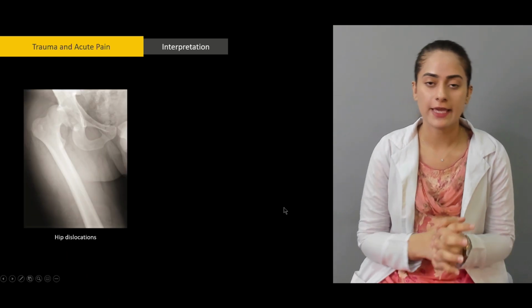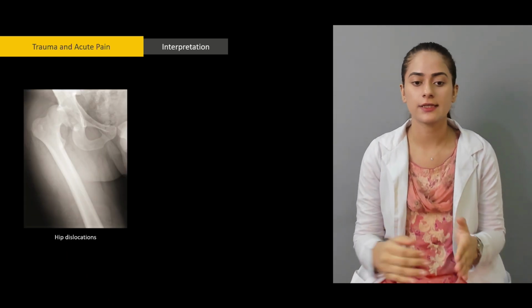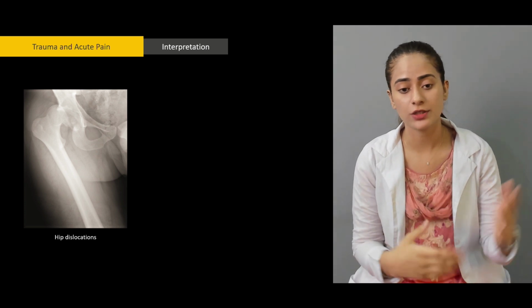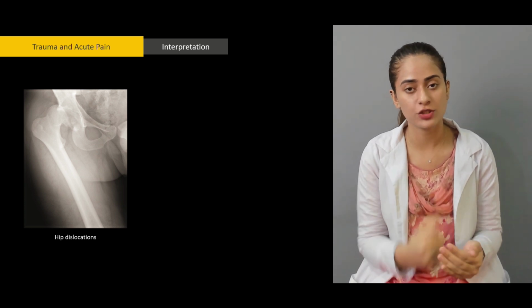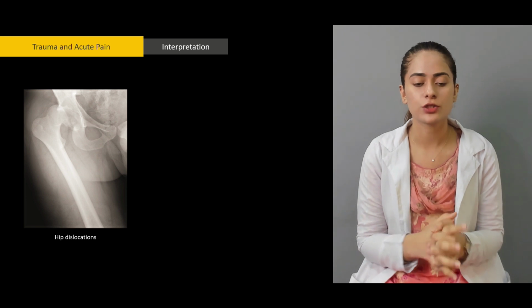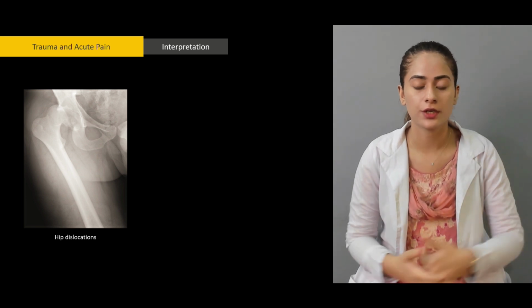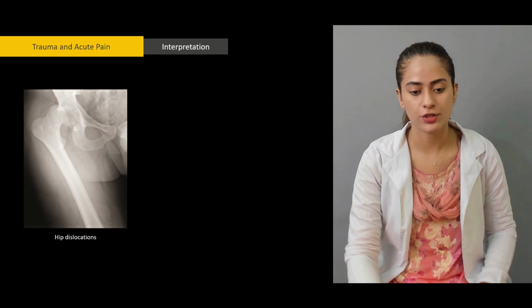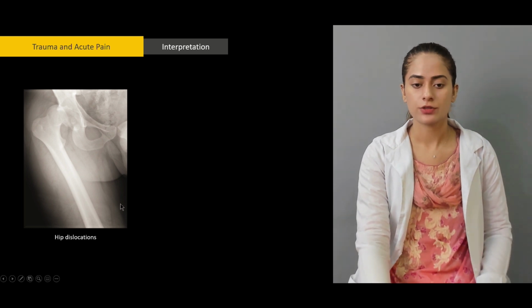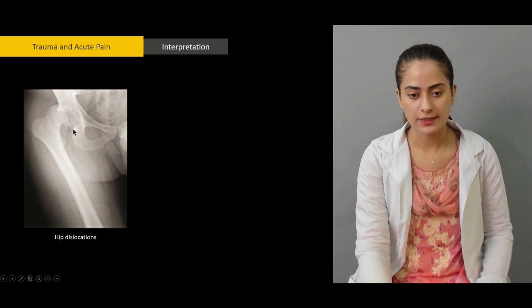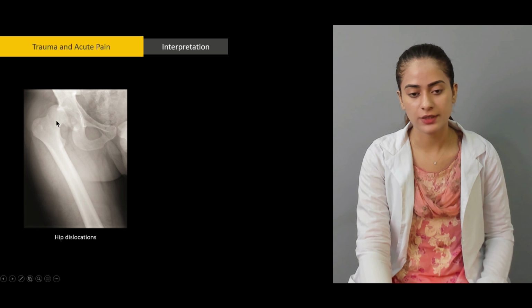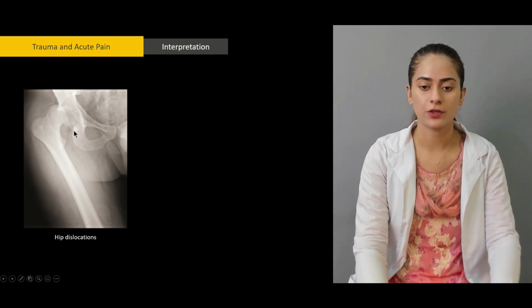So this is again a hip dislocation. This is again a posterior and superior dislocation, which is the most common. The posterior dislocation is the most common, which is often associated with some superior dislocation or subluxation of the femur. So again, this is the acetabulum. The femoral head should have been here, but it's displaced posteriorly and superiorly as well.